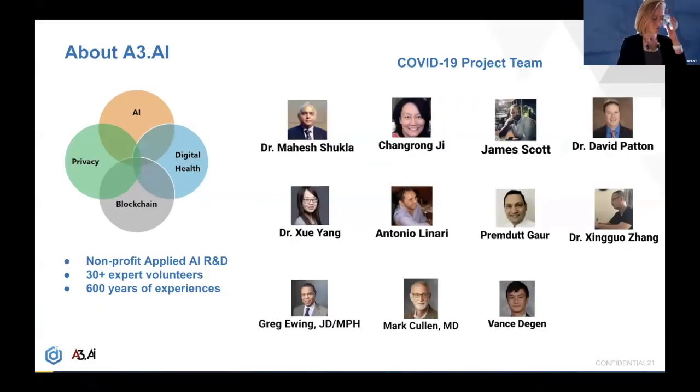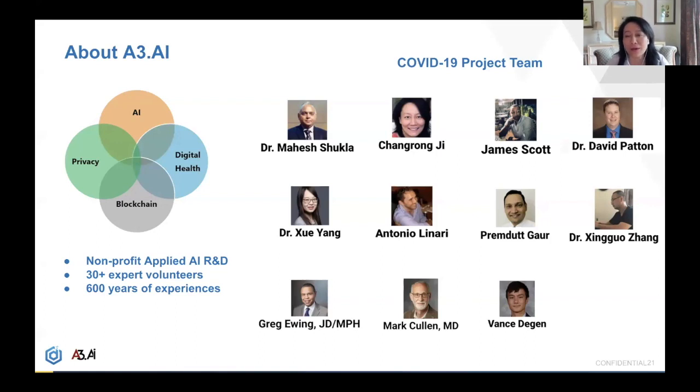All right, so first a quick word on A3AI. We're a bit of an unusual research group. We are a completely not-for-profit applied AI R&D project. There are about 30-plus expert volunteers who bring to bear about 600 years of industry experience in healthcare, AI, privacy, digital health, and blockchain. So we have hackers ranging from 18 years old to 70 years old, and we work nights and weekends on stuff we believe is impactful and fun.